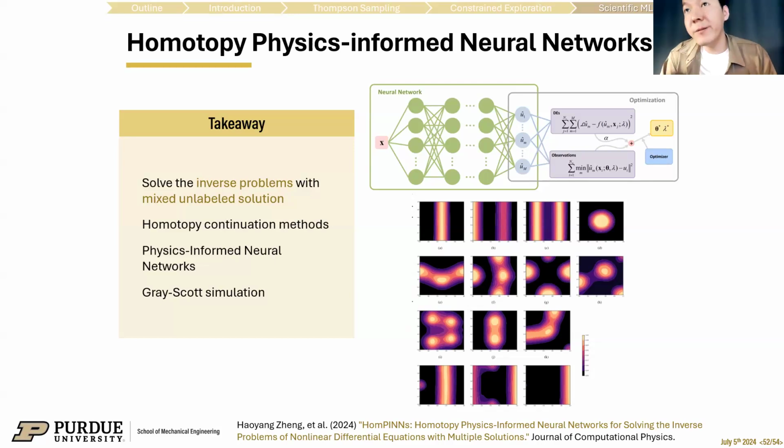Can you say that again? The problem. Sorry, I didn't. Yeah. So, follow up: what is the source of the ill-posedness of the inverse problem? The source. Is it from the parameter or the solution multiplicity? Oh, I see. So, do you mean how do we get the observation?